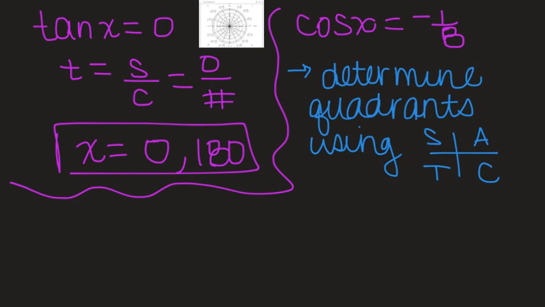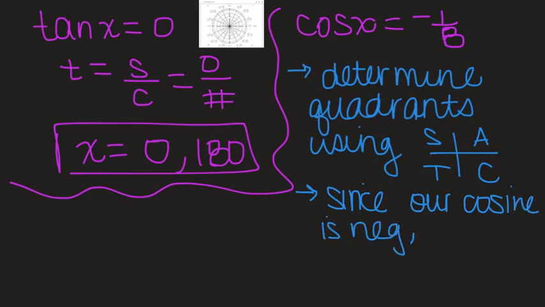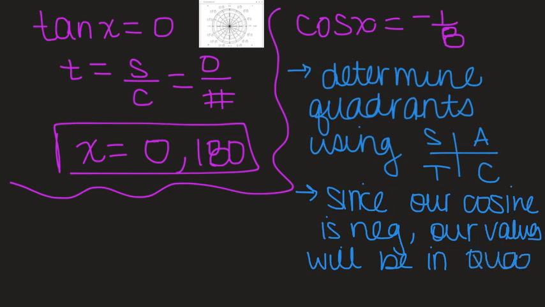So let's write that out in words so you understand where that's coming from. Since our cosine is negative, our values will be in quadrants 2 and 3.